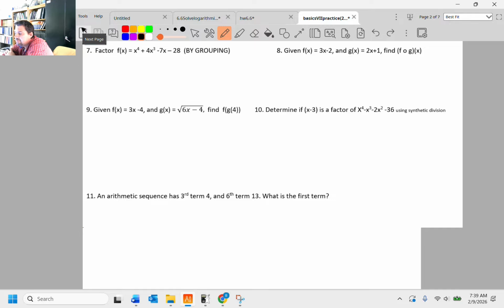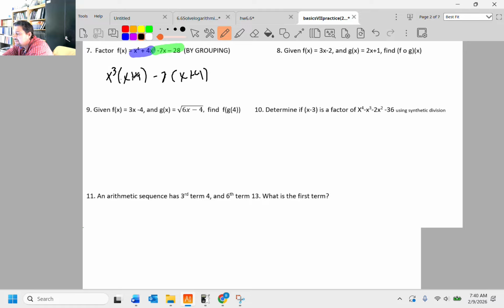Moving forward to number 7, factor this bad boy by grouping. So if I focus on the first two, I notice they both contain an x cubed. So I'm going to pull that x cubed. That's going to leave me with x plus 4. If I focus my attention on the last two, I notice they both contain a negative 7. If I pull a negative 7 from negative 7x, I have x. If I pull a negative 7 from negative 28, I have a plus 4.